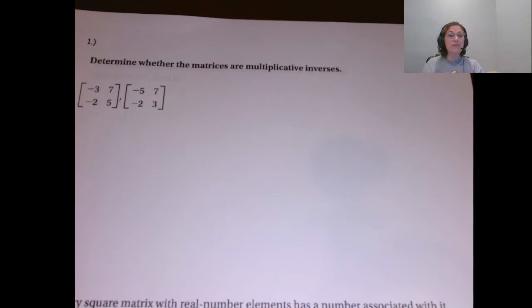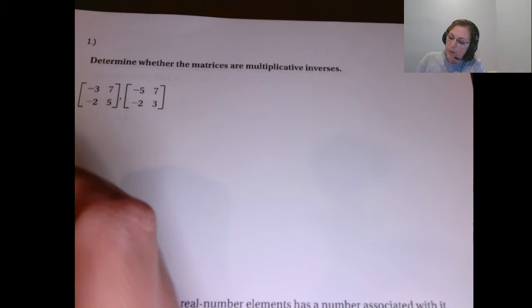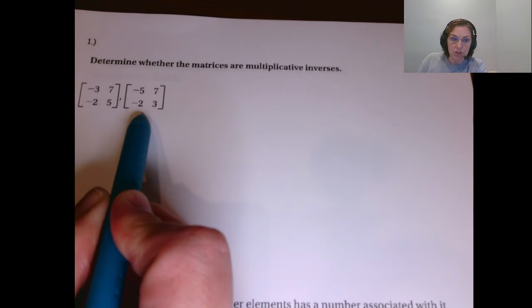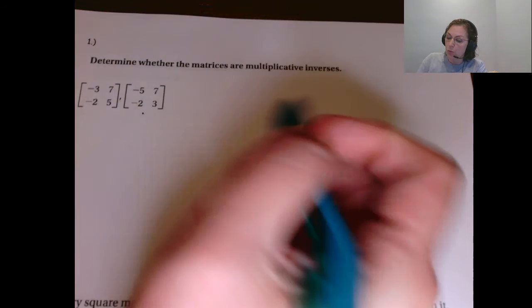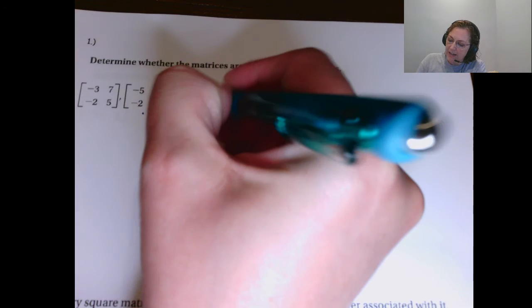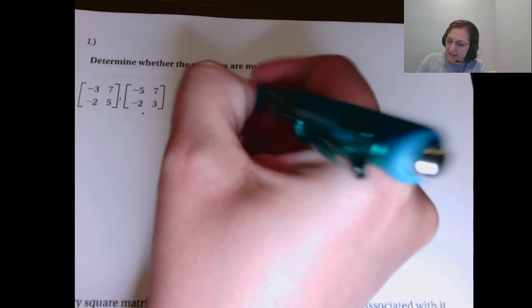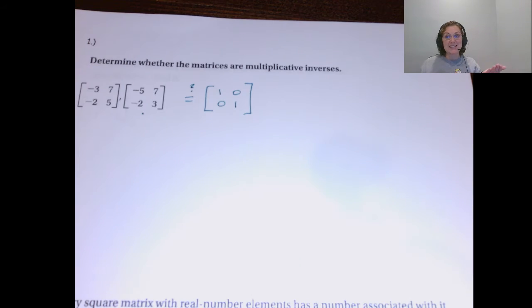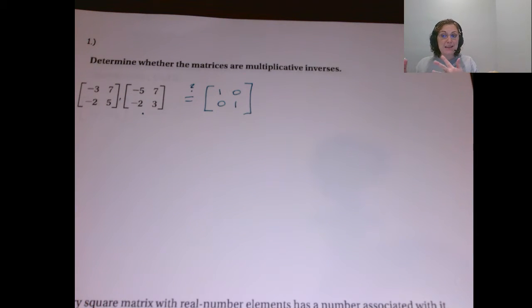It says determine if these two are multiplicative inverses. So remember, these are 2 by 2s, they're squares. So what we're really saying is, when I multiply these two matrices together, do I get, I'm putting a little question mark, that identity? If I do, then I say yes, they are. If I do not, then I say no, they are not multiplicative inverses.